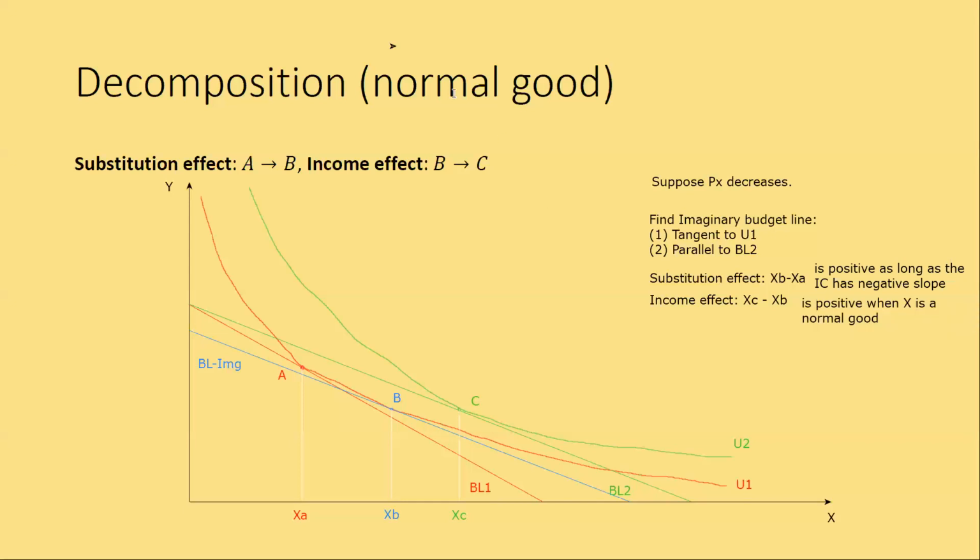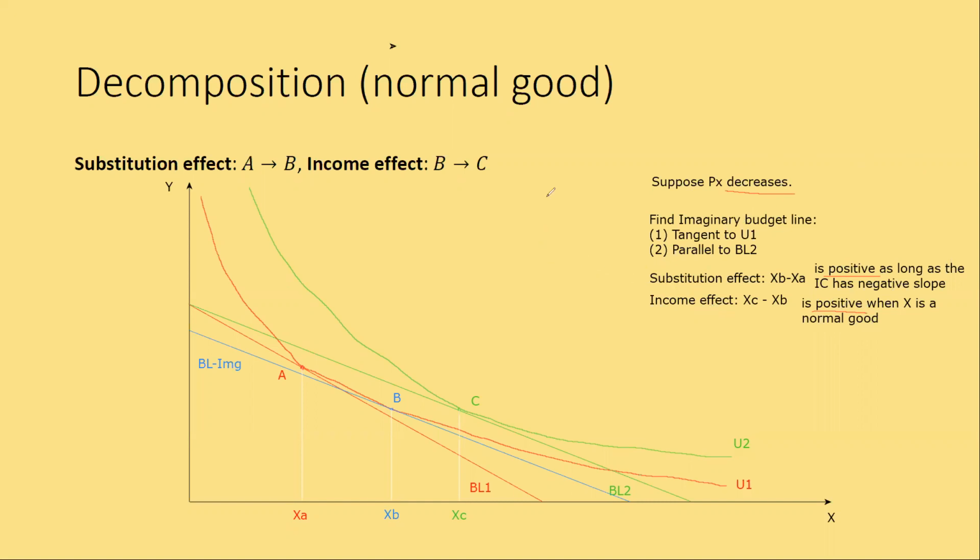And just be aware of the sign, whether it is positive or negative. So here we're assuming that the price of X decreases, right? So only when PX decreases, this is positive, this is positive. If PX increases, then this will be negative, this will be negative. All right, so this is what happens when it's a normal good.